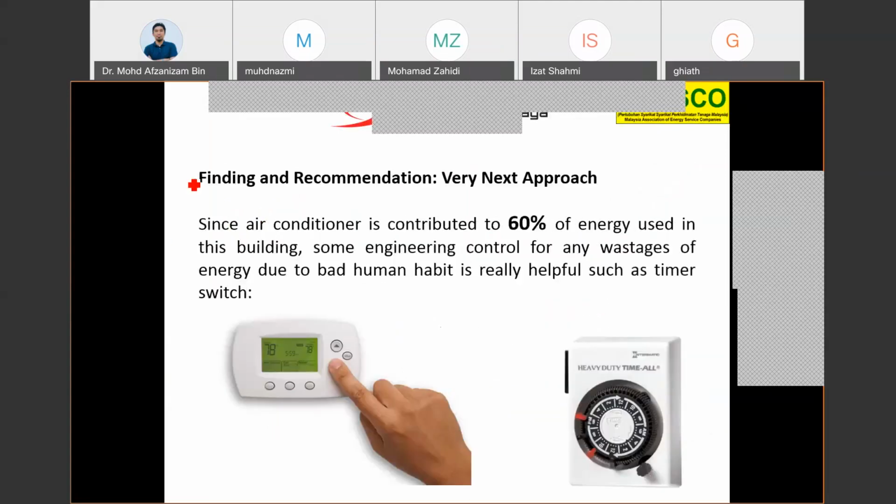And then finding a recommendation as well. Knowing that the air conditioning contributes up to 60%, they propose an engineering control to avoid any wastage due to bad human habits. Then try to put a timer switch. Timer switch means that the particular office only runs 2 to 5, all right? Previously they needed to switch it off manually, but unfortunately one fine day the last person will not switch off the switch, so that will be wasted for quite some time until the next morning's operation. So by having the control, it becomes the trigger switch to stop the operation, not depending on the human factor.